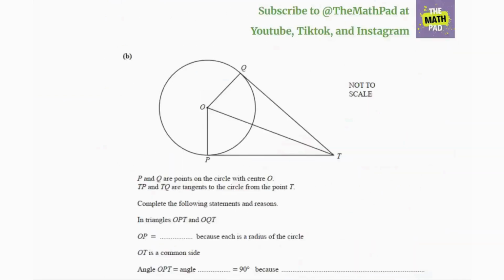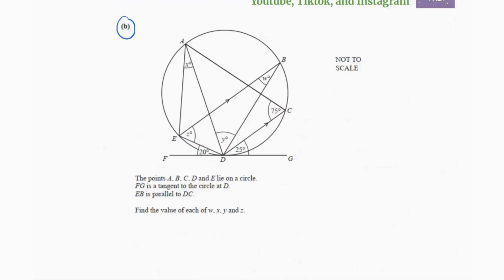Then look at this one. It says points A, B, C, D, and E lie on a circle. FG is a tangent to the circle at D. EB is parallel to DC. Find the value of W, X, Y, and Z.